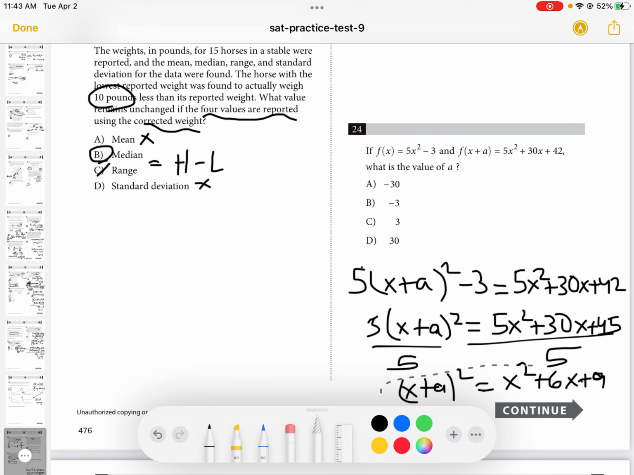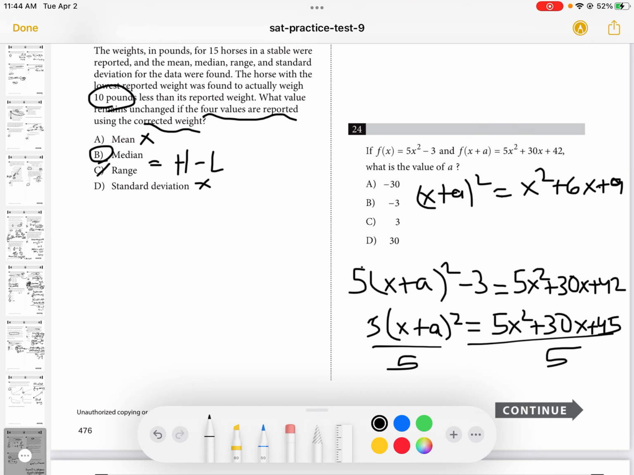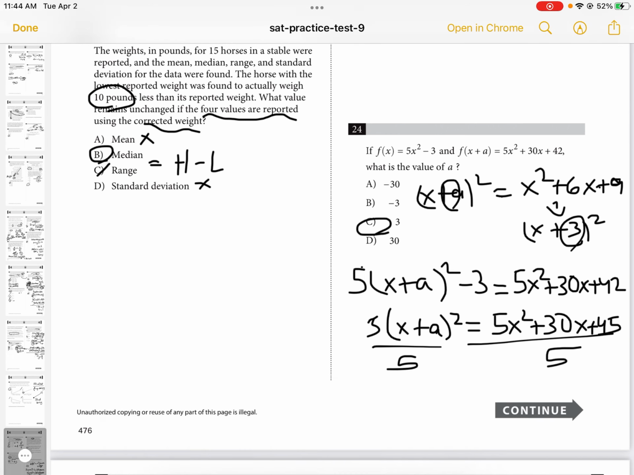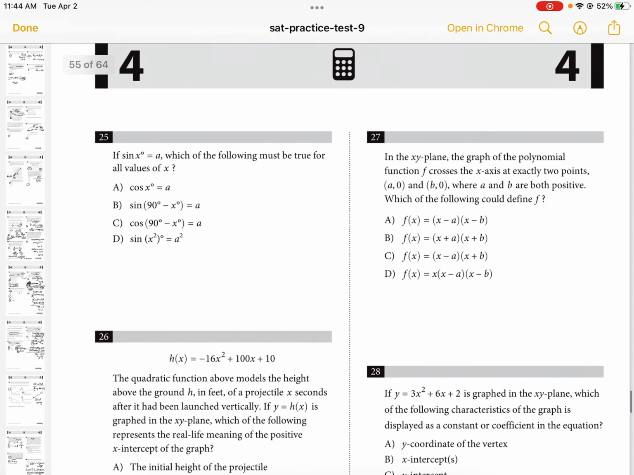I'm going to move this equation up here. We know this part is just x plus 3 whole squared once you factor it. Now since these two have to match, a has to match with 3. So a is 3. On to the next question.